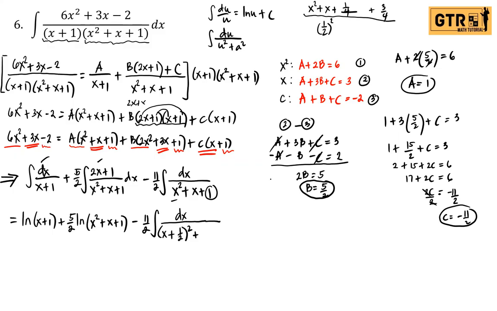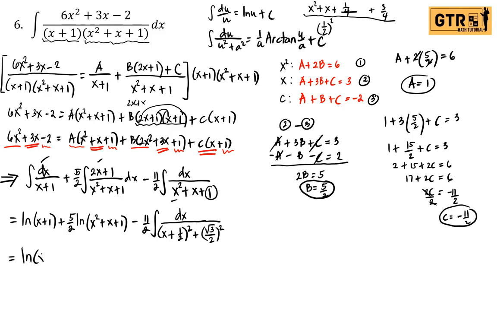3 is not a perfect square, so that is equal to square root of 3 over square root of 4, which is 2, and then we put the square. So it is now in the form integral of du over u squared plus a squared. Our u is x plus 1/2. The differential of x plus 1/2 is dx. And our a is square root of 3 over 2. So the formula is 1 over a arctangent u over a, and then plus the constant of integration c.